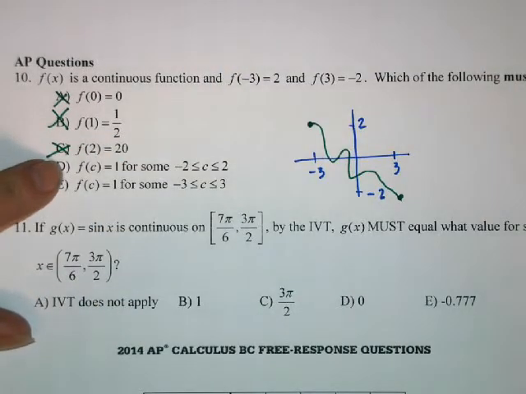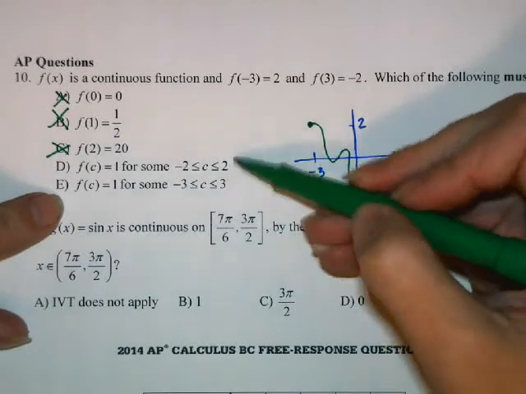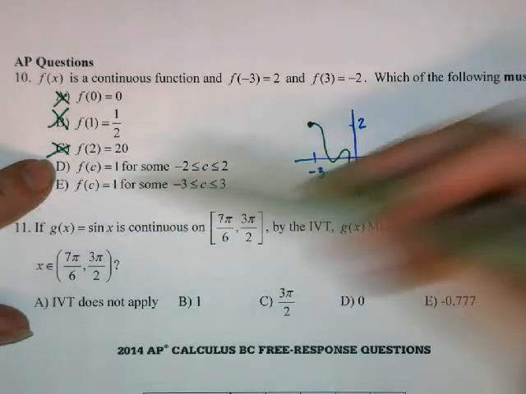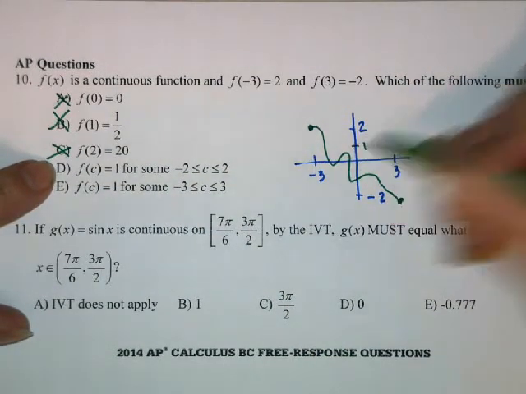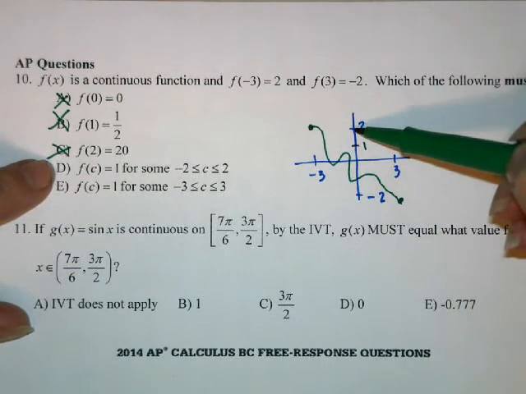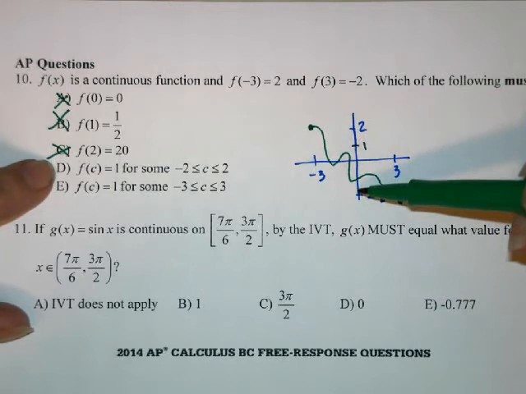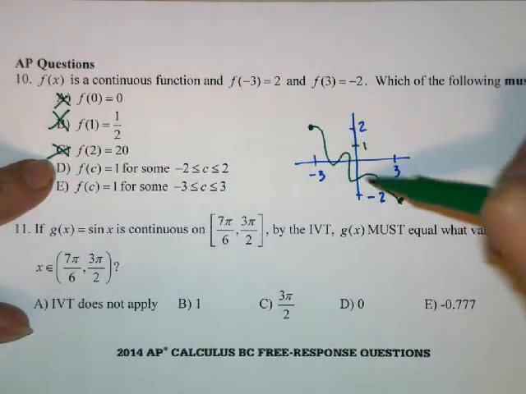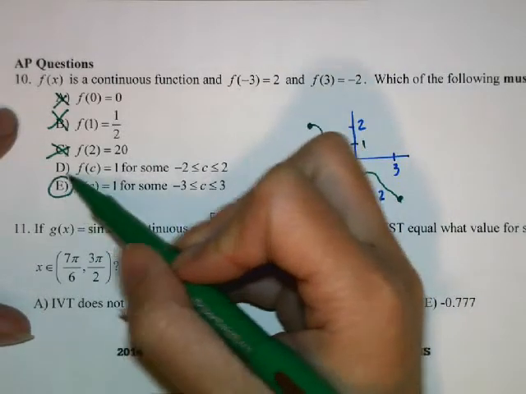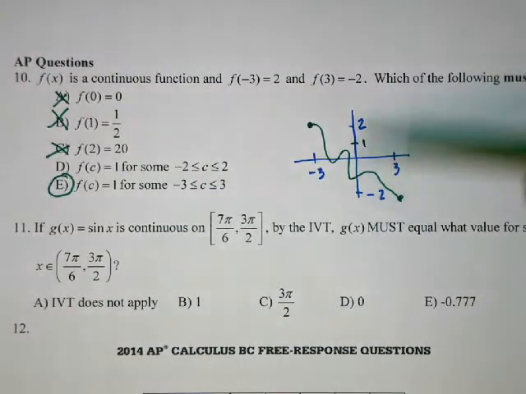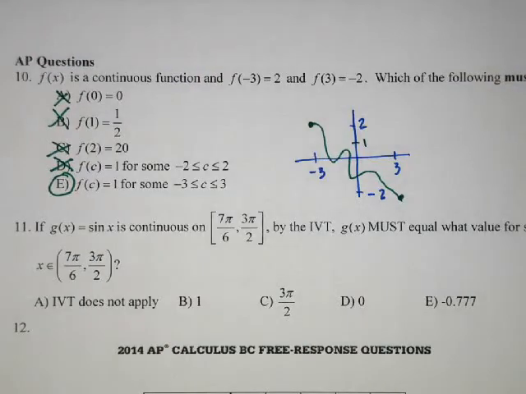Nope. F of c, and now look at these two last ones. F of c equals 1. So they haven't forced a specific thing to equal 1. And the intermediate value theorem says it has to pass through every number between 2 and -2. So it does equal 1 somewhere between -3 and 3. So it's E that is correct because c is the x value, not the y value. So that's that.